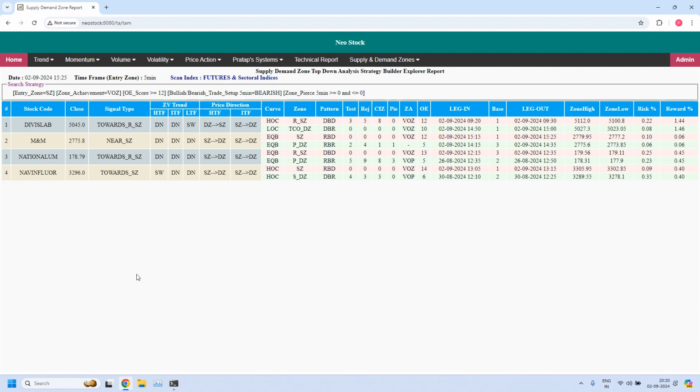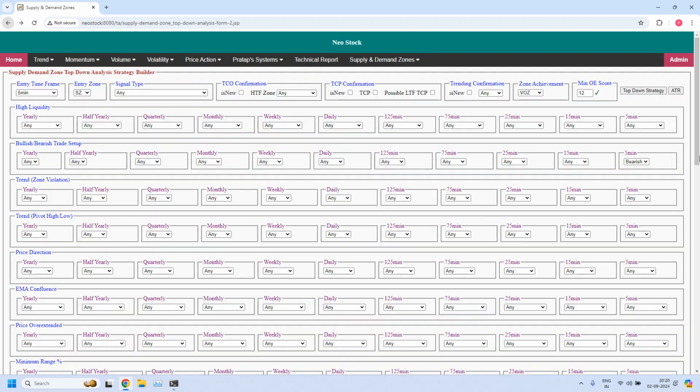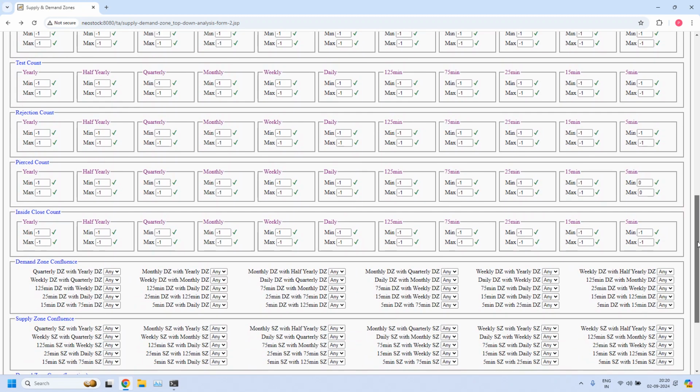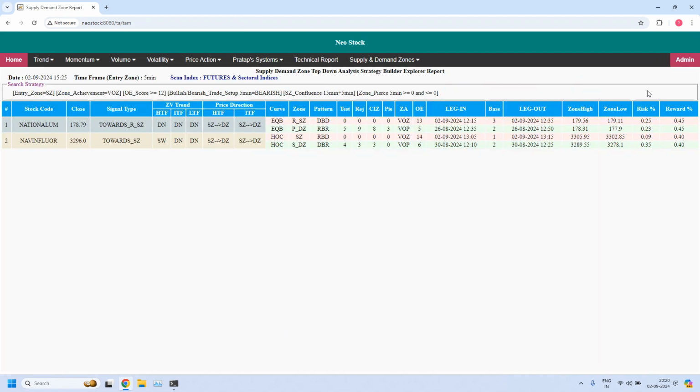Now let's verify how many of these zones are having confluence with the ITF time frame. That is 5 minute supply zone and 15 minute supply zone confluence. So 5 minute supply zone with 15 minutes, I am enabling this filter. Let's filter. Out of 4, 2 stocks are currently supporting a bearish trade setup and also 5 minutes and 15 minutes supply zone confluence.